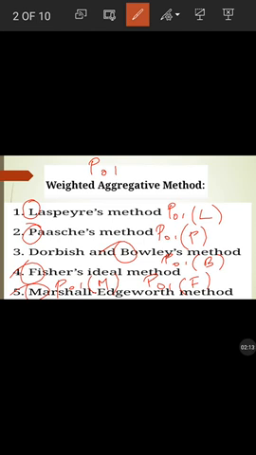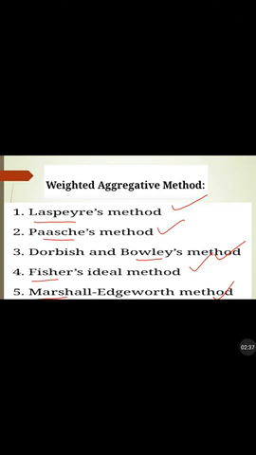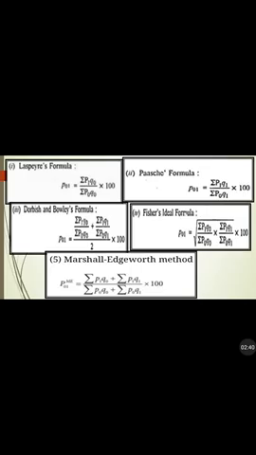So this is how we are going to represent the symbols for these formulas. Let me recall the methods once again. The first one is Laspeyres' method, second is Paasche's, third is Bowley's, fourth is Fisher's, and the fifth one is Marshall. We are going to see one by one what the formula is.